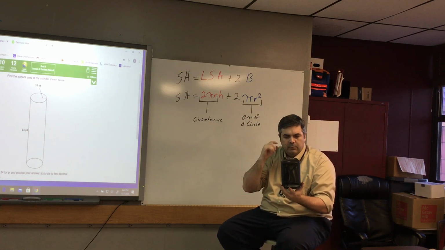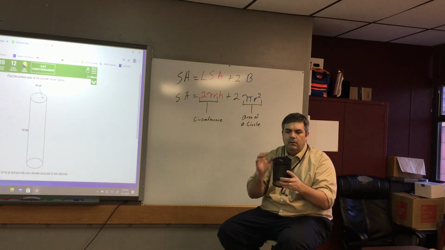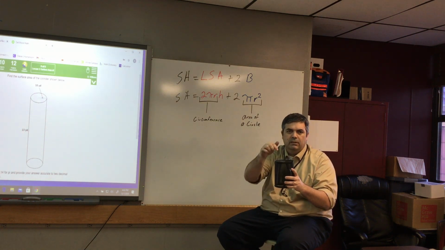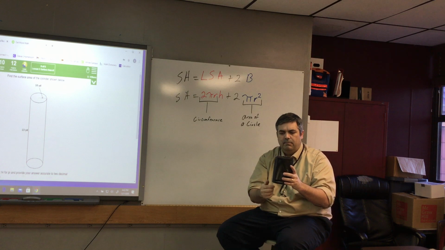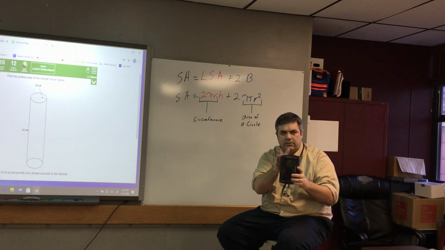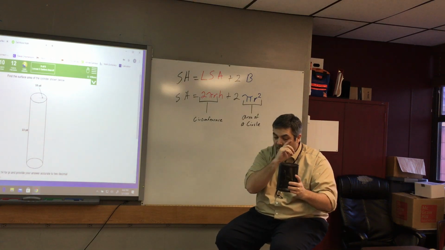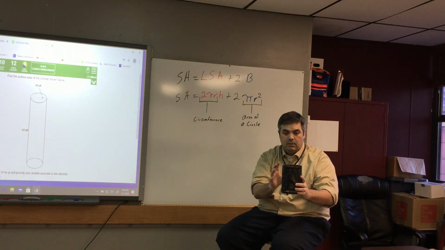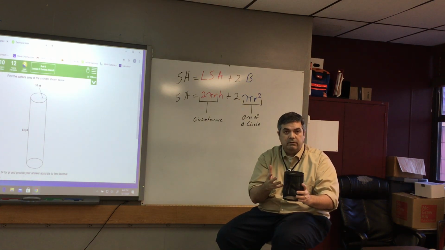Now remember that a cylinder is a geometric shape with a circle on the top and the bottom directly above each other, and they're connected. Okay, so what we have is a cylinder, right? And we want to find the surface area of it.